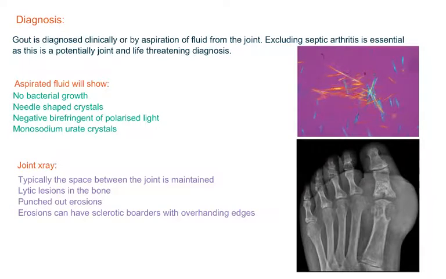If you look at this X-ray of the affected big toe in gout, you can appreciate that the joint space is preserved. There are lytic lesions in the bones. These black dots, they're lytic lesions. Punched out erosions can be seen. Also, there is obvious soft tissue swelling of the joint.